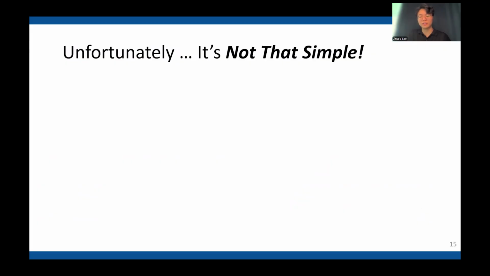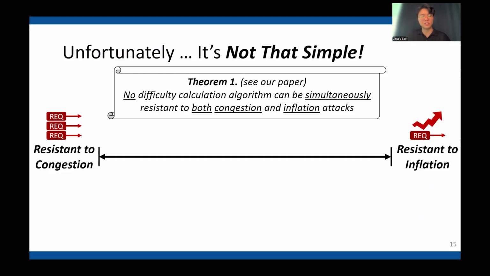But it turns out that it's not that simple because of a trade-off we discovered, which is written in this theorem. No difficulty calculation algorithm can be simultaneously resistant to both congestion and inflation attacks, which means that you should choose resistance to congestion on the left-hand side or resistance to inflation on the right-hand side, not both. And it also turns out that the current PoW puzzle is leaning toward the left-hand side, and that's why it was vulnerable to the OnionFlation attack.